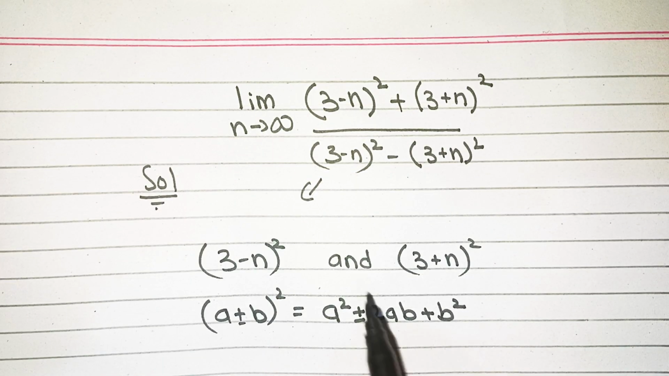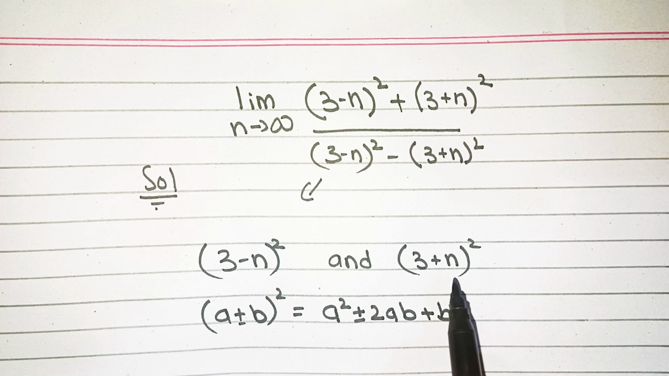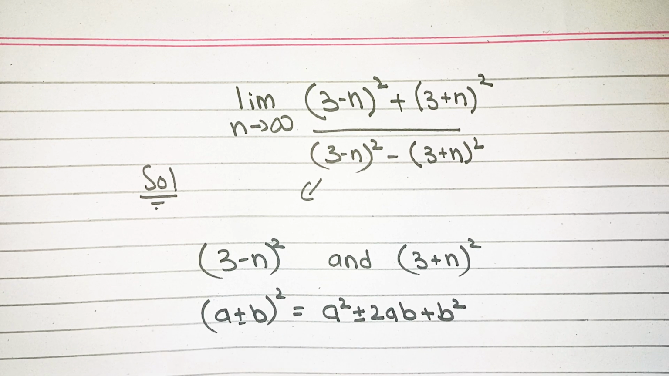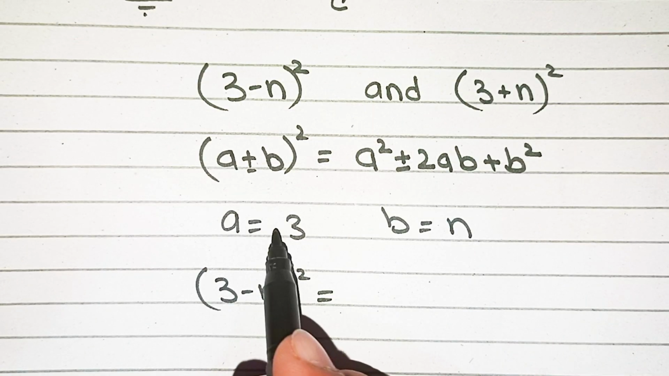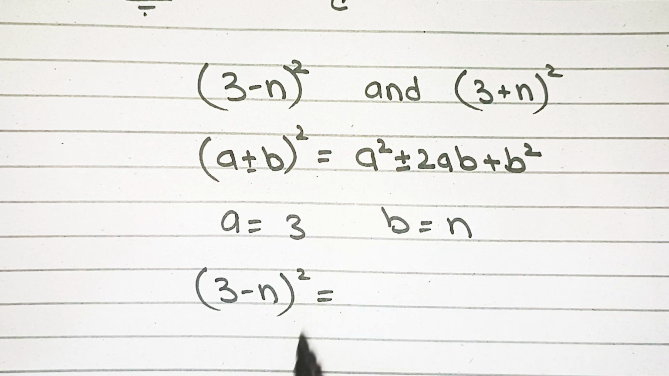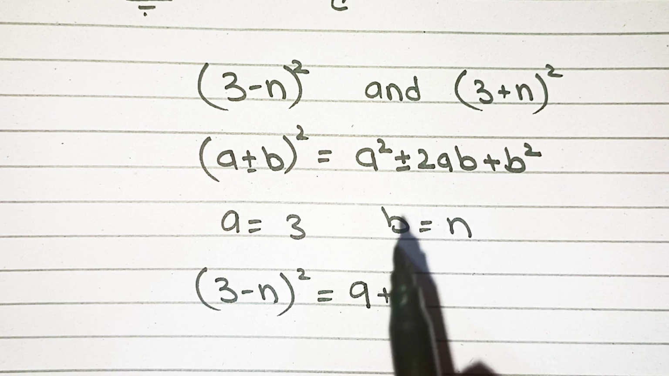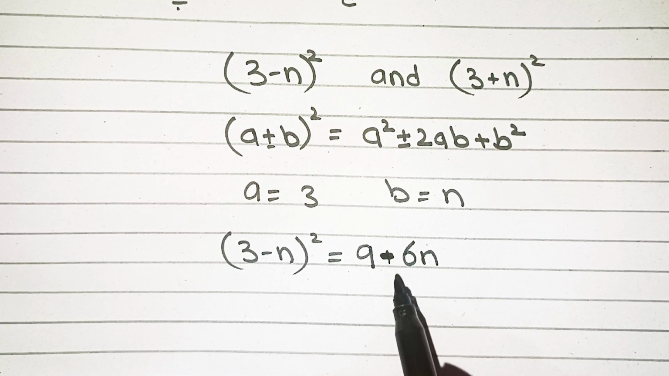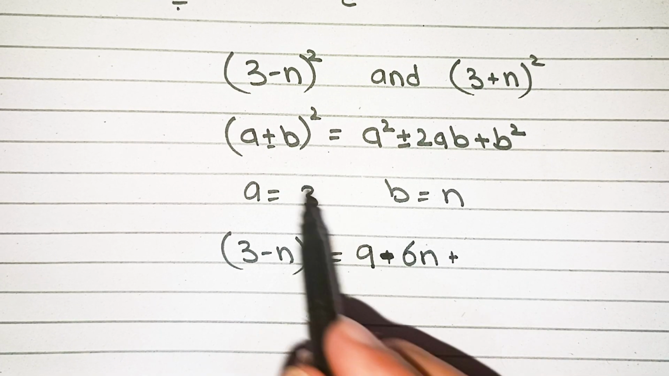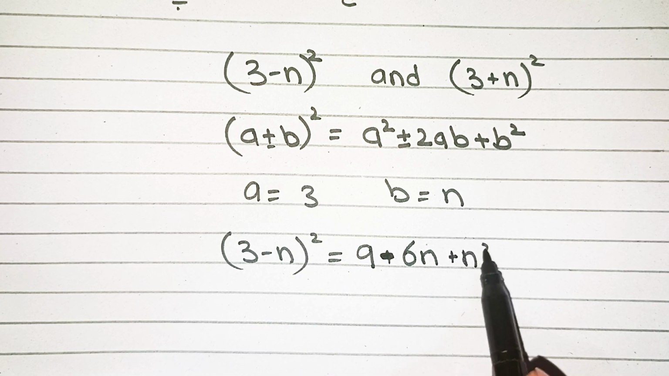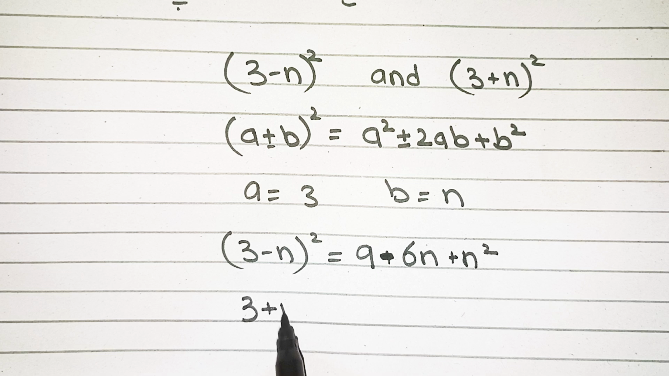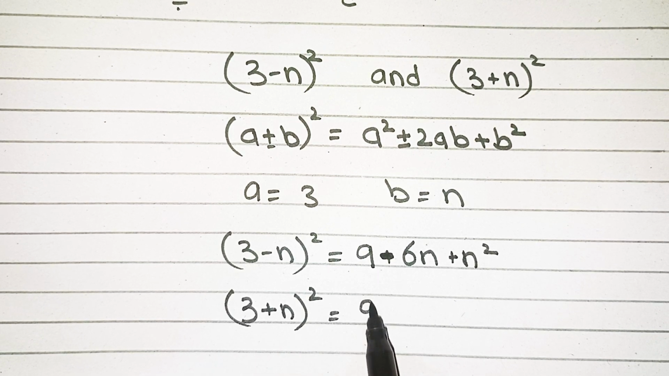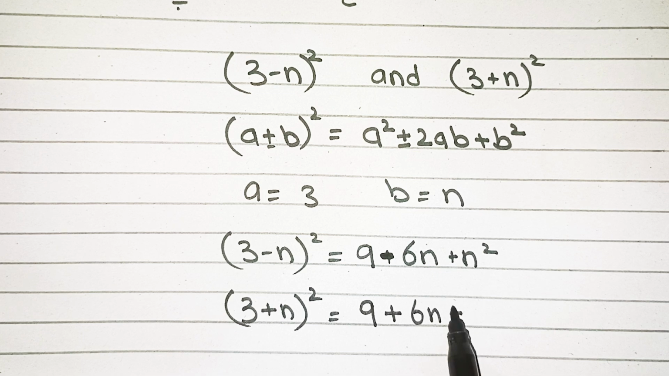First, we expand (3 minus n) whole square and (3 plus n) whole square using this formula. Here a is equal to 3 and b is equal to n, so a square is equal to 3 square, which is 9, plus 2 into 3 into n, which is 6n, minus 6n, and plus b square, which is n square. Also (3 plus n) whole square equals 9 plus 6n plus n square.